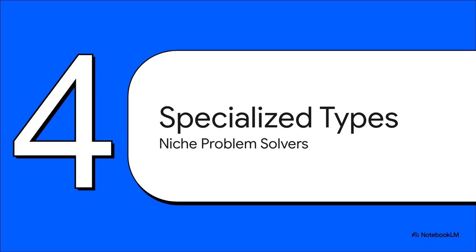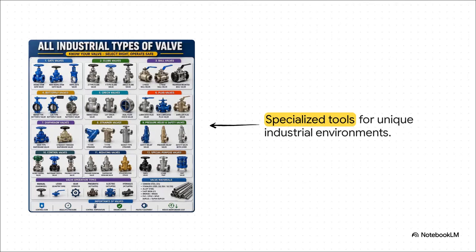That brings us to Section 4, Specialized Valve Types. So, what happens when you face incredibly unique industrial problems? Well, we turn to the specialized tools: diaphragm valves, strainer valves, and a catch-all category for special-purpose valves. These are purpose-built units for those times when off-the-shelf hardware just isn't going to cut it.